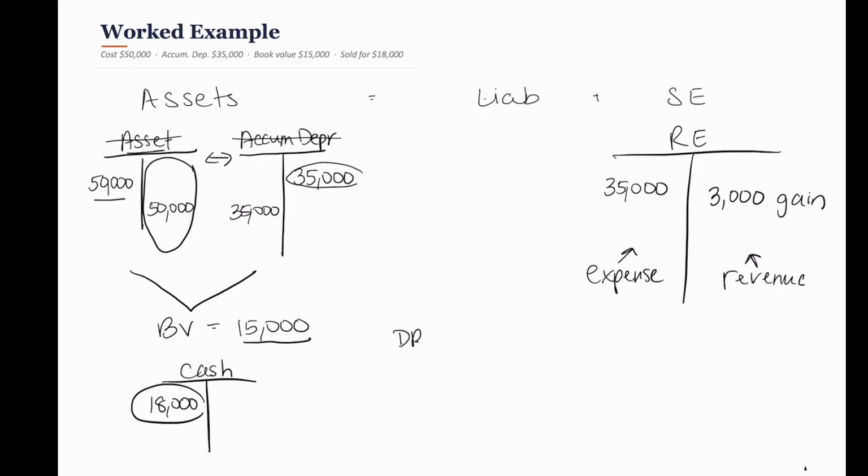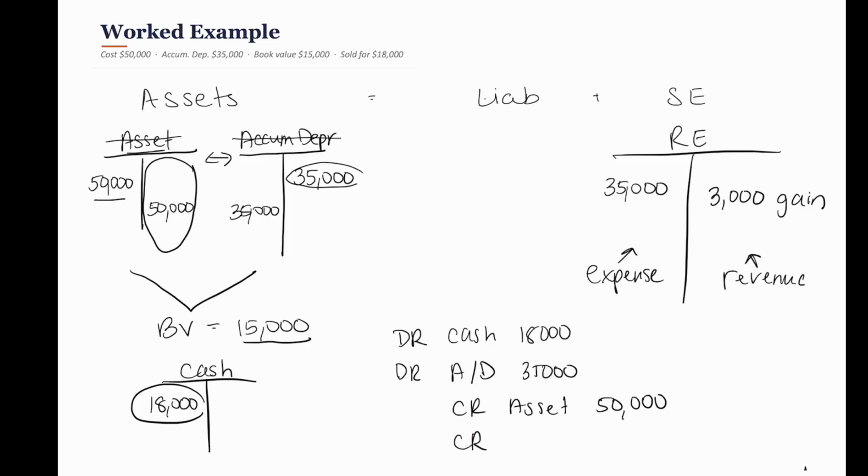So just to refresh your memory on the journal entry, we're debiting cash for $18,000. We are debiting accumulated depreciation for $35,000, crediting the asset for $50,000. And to balance this journal entry, the comparison of the cash proceeds to the book value give us a gain of $3,000.